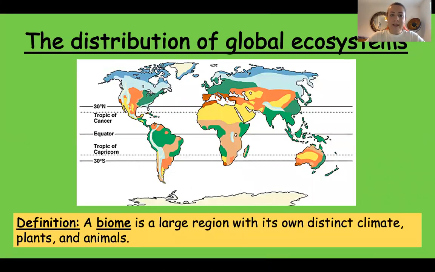Then we need the subtitle, please: the distribution of global ecosystems. You can get that down, underline it with a ruler, and then a definition underneath that subtitle. A biome is a large region with its own distinct climate, plants, and animals. So global ecosystem and biome basically mean the same thing, okay?